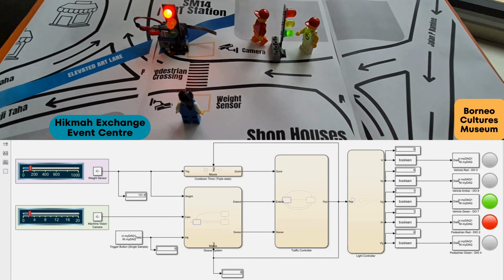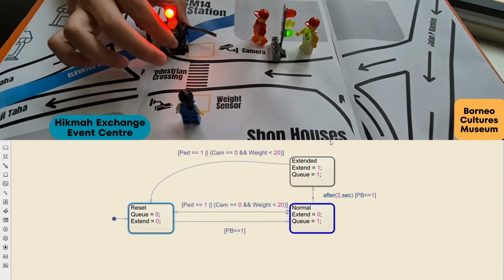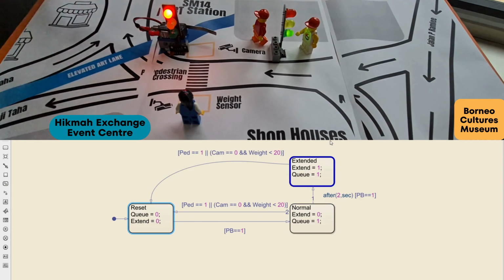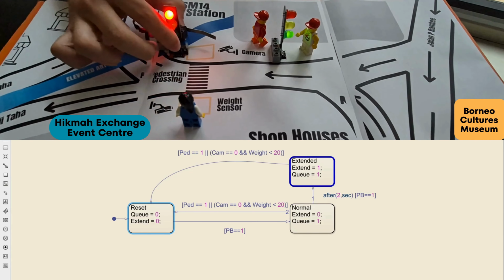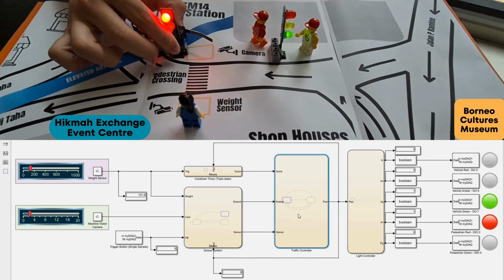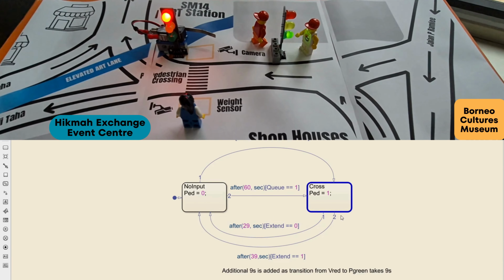Now let's say that the pedestrian has visual impairment or reduced mobility, and they press and hold the button. And it goes into the extended mode. So in the extended mode, when it goes to cross, it will take the second condition to go back. So it will have an additional 10 seconds for the pedestrian to cross the road.